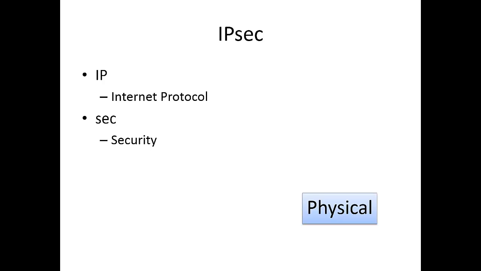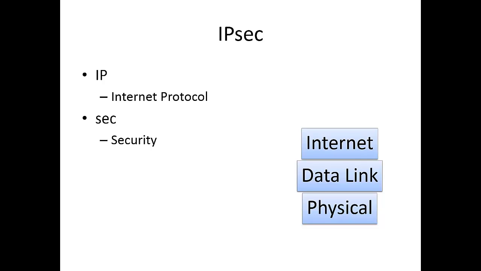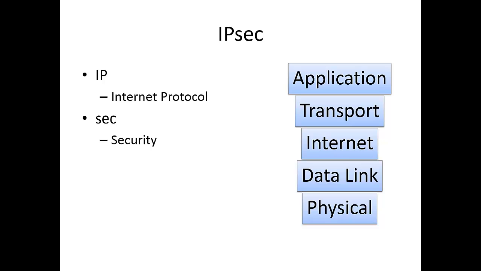top of the physical layer, we have the data link layer, and then on top of the data link layer we have something called the internet layer, and then on top of the internet layer we have the transport layer, and finally we have this top layer called the application layer. And IPsec actually operates on the internet layer, so that's why the name mentions the internet protocol, because one of the most obvious protocols used on the internet layer is the Internet Protocol.